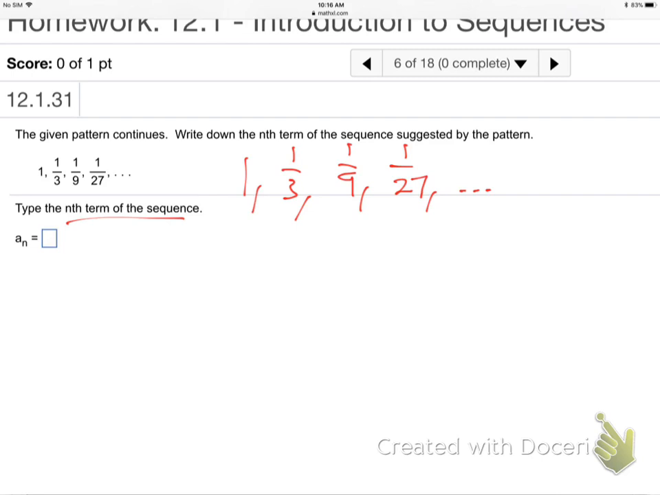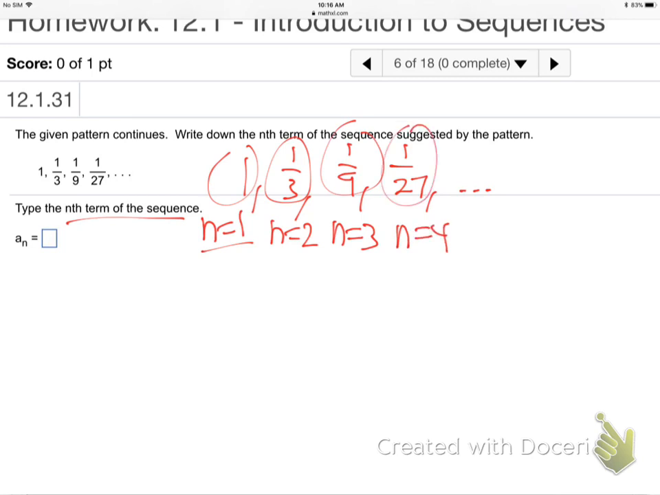How do we do that? In other words, you need some kind of formula, and you plug in n equals 1, and you get 1. You plug in n equals 2, and you get 1/3. You plug in n equals 3, and you get 1/9. You plug in n equals 4, and you get 1/27. You get the idea? I need some n formula that when I plug in those numbers for n, 1, 2, 3, and 4, I get 1, 1/3, 1/9, 1/27.